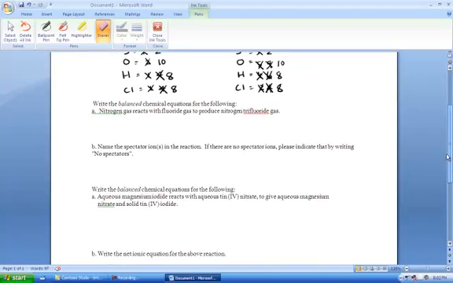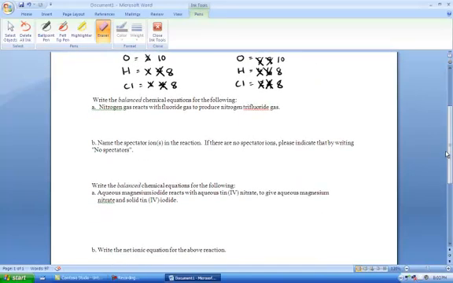Here's some other couple of questions. These are write the balanced chemical equations for the following. So, part A, nitrogen gas reacts with fluoride gas to produce nitrogen fluoride gas. So we're translating from words to symbols. Here's nitrogen gas. Remember, it's a diatomic. It reacts with fluoride gas, also a diatomic, to produce nitrogen trifluoride gas.